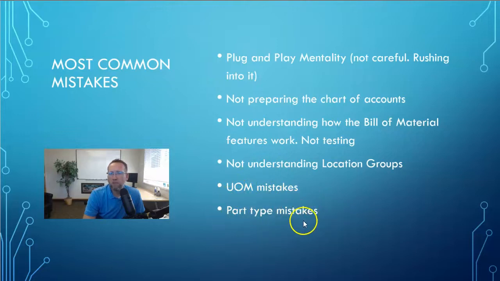Part type mistakes. This affects accounting. This can also affect operations. If you select the wrong part type, the part types in Fishbowl are connected to functions and features. They're functional. So the part will behave differently depending on what type of part you select. So let's dive into the details of why these are big mistakes, or why this can be a big deal if you don't put enough thought into these areas when you're setting up Fishbowl and learning how to use it.